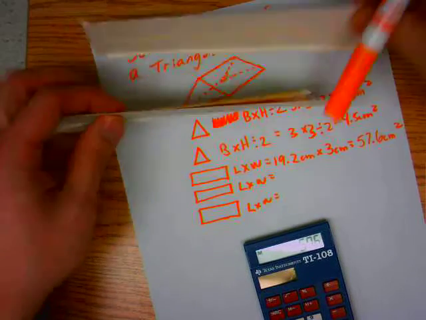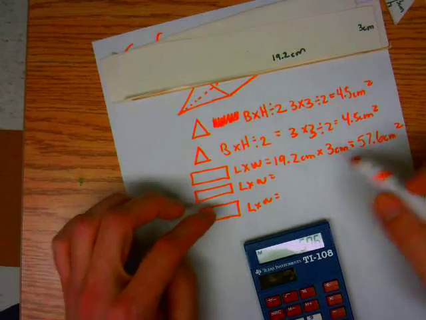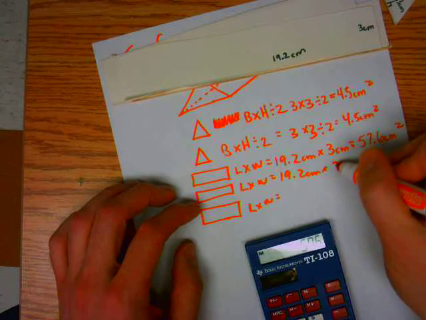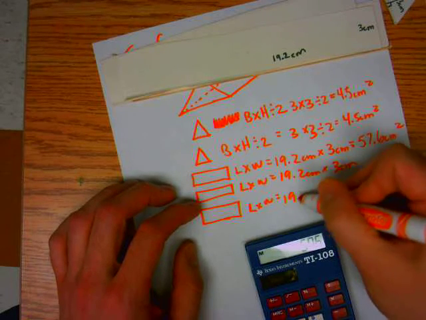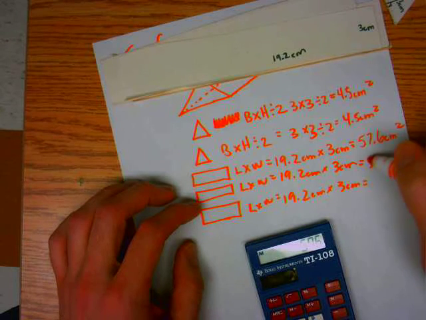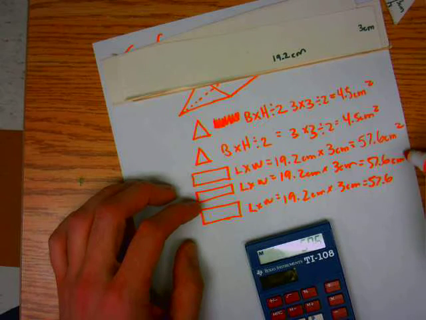And again, because these are all congruent, they're all the same size, the matching size of the rectangles, that means we can use the same answer for each of them. They're all going to be 19.2 centimeters by 3 centimeters because they're all congruent. And we already know the answer to this question. They're all 57.6 centimeters squared.